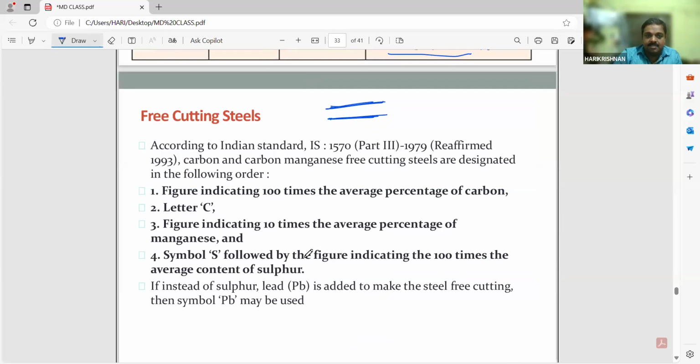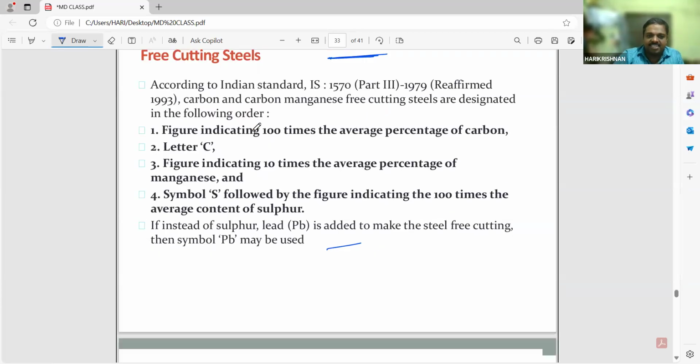Next is free cutting steel. According to Indian standard, carbon and carbon manganese free cutting steels are designated as follows: figure indicating 100 times the carbon percentage, letter C, figure indicating 10 times the average percentage of manganese, and symbol S followed by the figure indicates 100 times the average content of sulfur. Okay, instead of sulfur, if lead is added to make steel free cutting, the symbol Pb may be used.